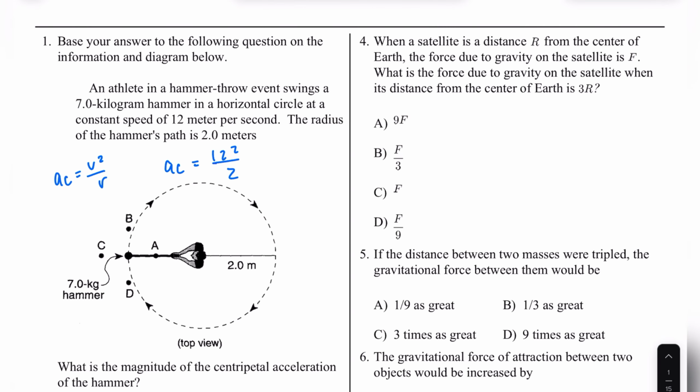Number 4. When a satellite is a distance r from the center of Earth, the force due to gravity on the satellite is F. What is the force due to gravity on the satellite when its distance from the center of Earth is 3r? So now in this question, we are increasing the radius or the distance. So remember that distance has an inversely proportional relationship to gravitational force. So if distance or radius increases, the force, Fg, will decrease.